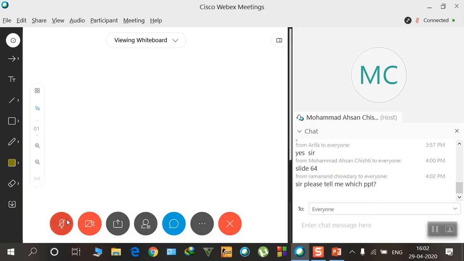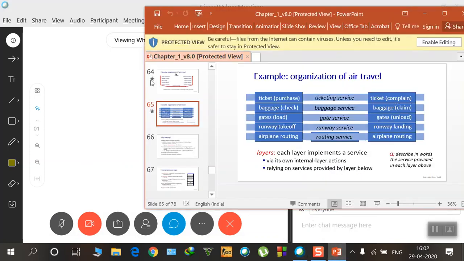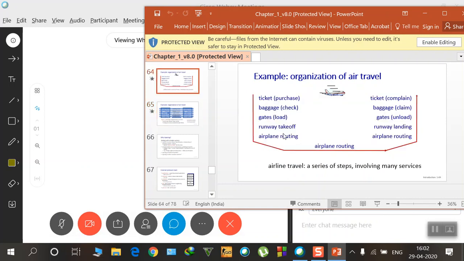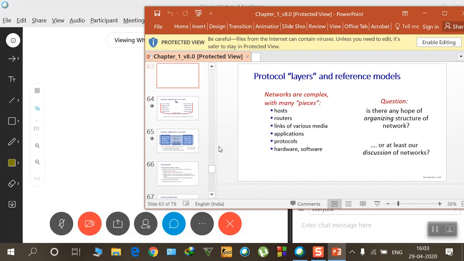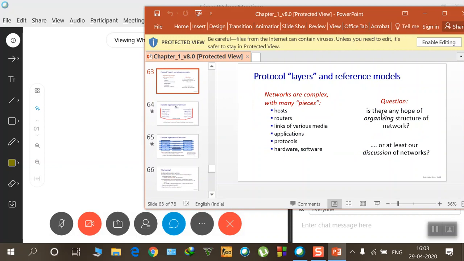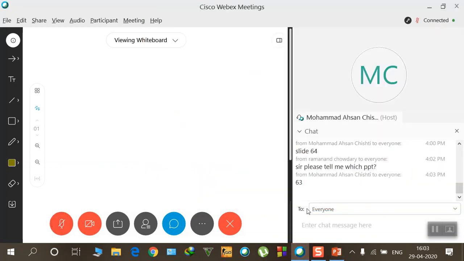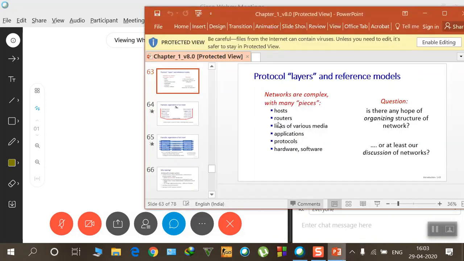Ramanand, the same PPT that we have shared the first time. There's only one PPT which we have shared. The first one. That is chapter 1, version 8.0. Slide number 63. Okay, start from 63. That's fine, 63. Yes. I'm going to actually do 64 itself, but now move to 64.